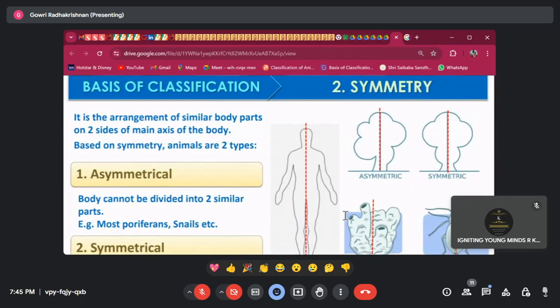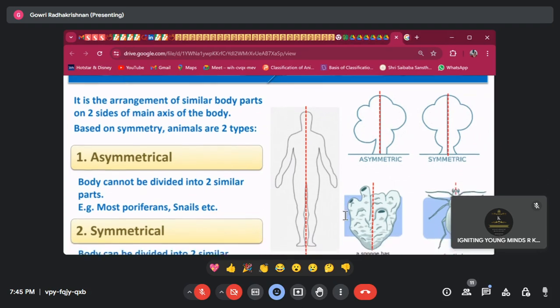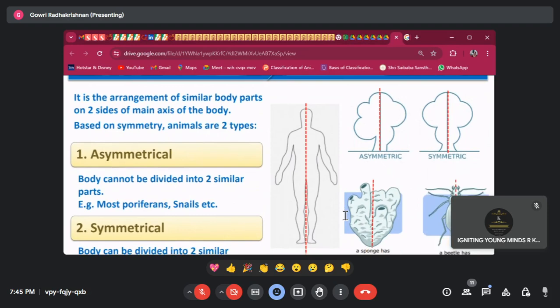Then symmetry. It is the arrangement of similar body parts on two sides. When you cut the body of the animal along an axis, you should get exactly two similar parts. Some animals exhibit symmetry and some don't.